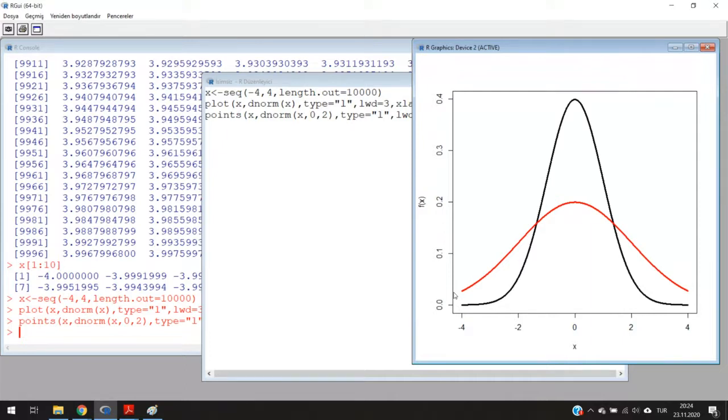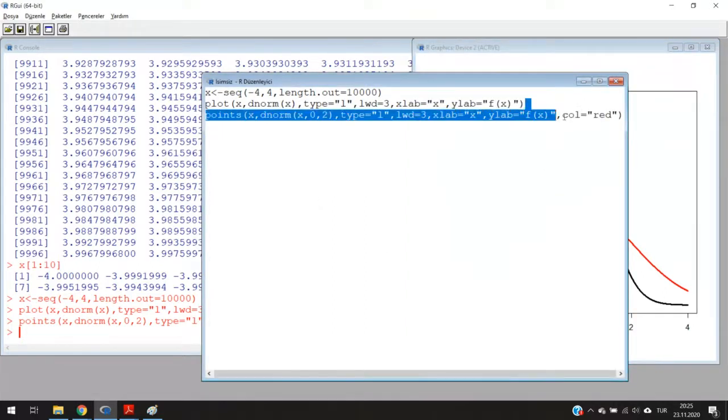So the scale parameter increases the variation, of course, because the variance is equal to the square of the scale parameter. And according to this picture, the possible values that this second normal random variable can take are distributed over a larger area.